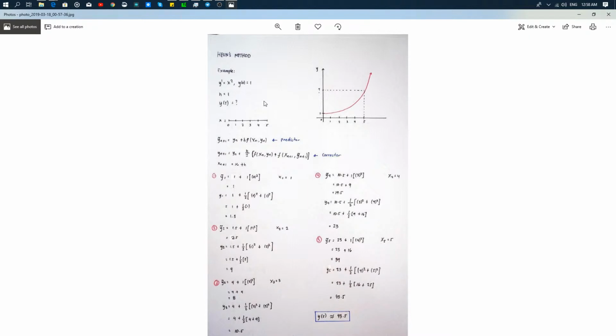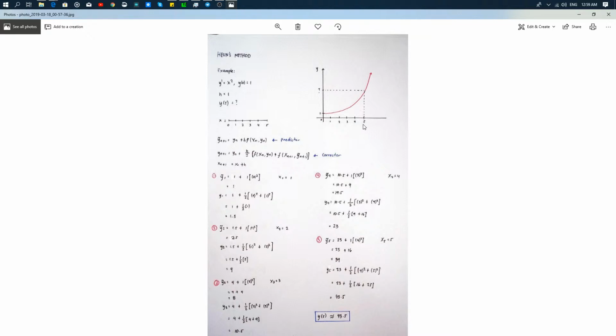In this episode we will be solving an ODE using a numerical approach of the Heun's method. So we have this example, y prime is equal to x squared, where the initial value of y is 1. We have a step size of 1 and we'll be finding the value of y when we're at the point of 5 in the x-axis.